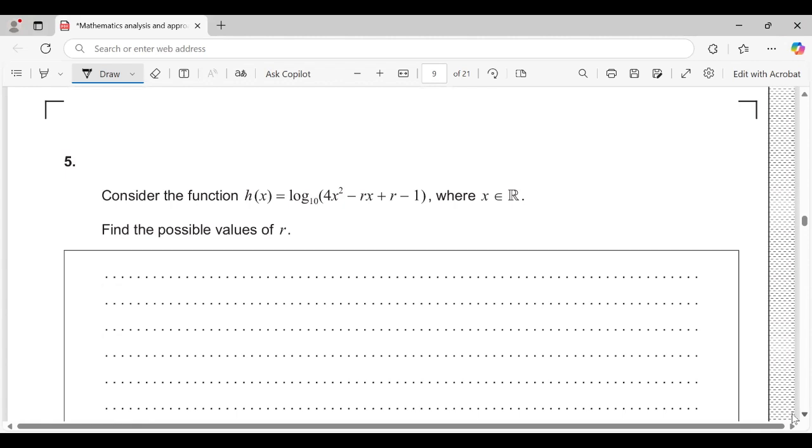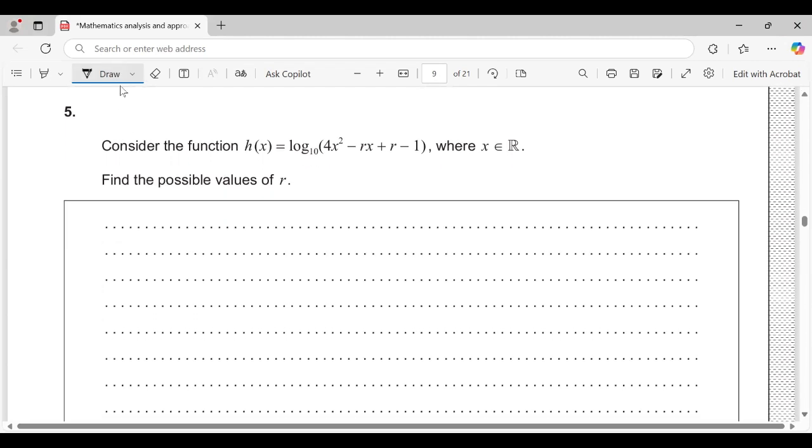Number 5, consider the function h(x) equals log 10 of 4x squared minus rx plus r minus 1. Find the possible values of r. For the logarithmic function to be defined like this, the argument inside the logarithm must be positive. So this expression must be positive. So we can state that 4x squared minus rx plus r minus 1 is greater than 0.